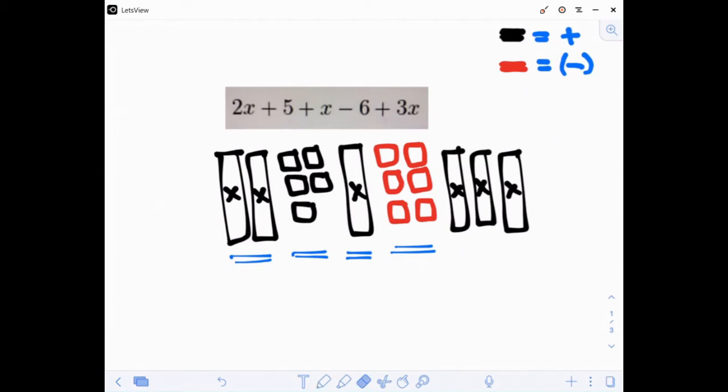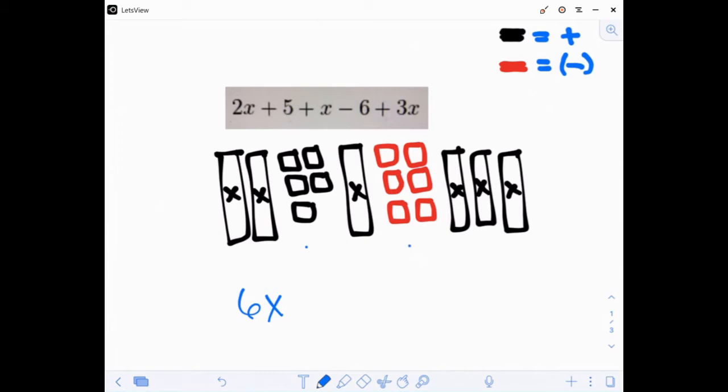So when we're combining like terms, all we're doing is pulling our tiles together. So how many of those x tiles do you see? Let's see, 1, 2, 3, 4, 5, 6. So I could say I've got 6x. And how many unit tiles do you see? Well, I've got 1, 2, 3, 4, 5 positives and 6 negatives.